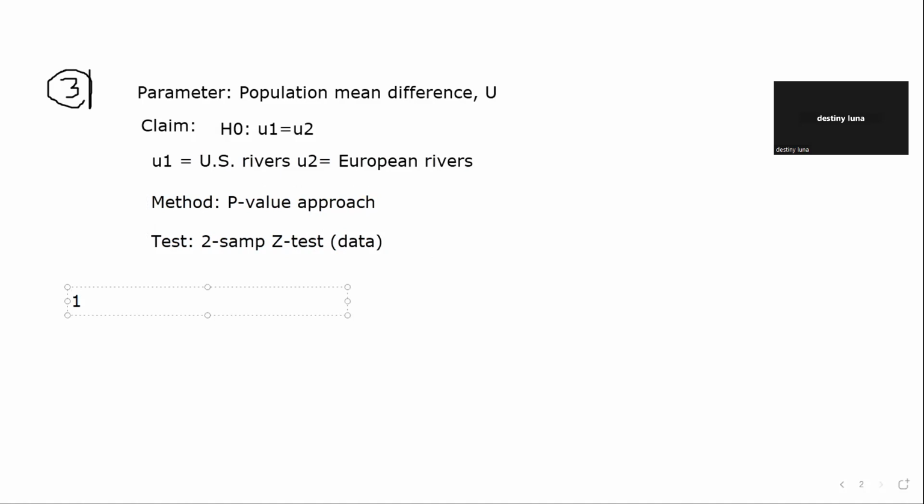So step 1 of this is we're going to record the null and the alternative and all of that. So very similar, if you've watched me do this before, if you've watched her do it before.